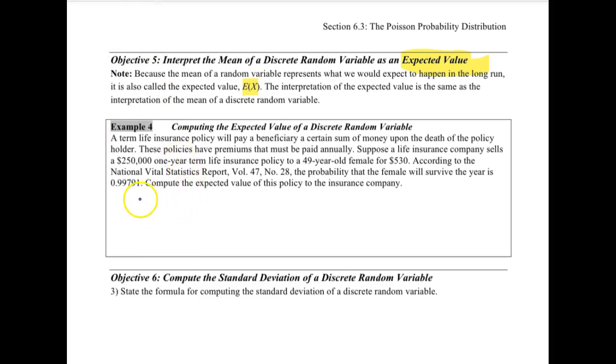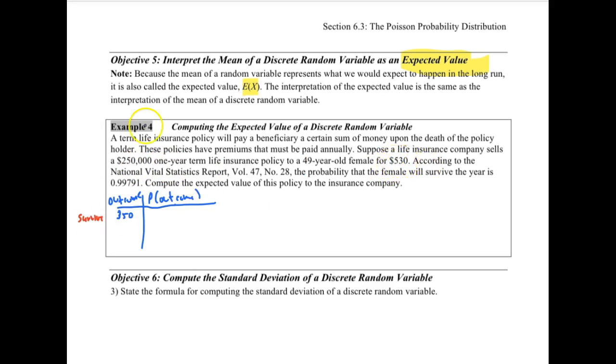So here's the scenario that's being set up. Let's make a table. We have some outcomes, and the probability of those outcomes. Here's the situation. If you buy a life insurance policy, you're either going to survive the year or you're not. In the case that you survive, the insurance company ends up making money on you, because that's what you're paying.